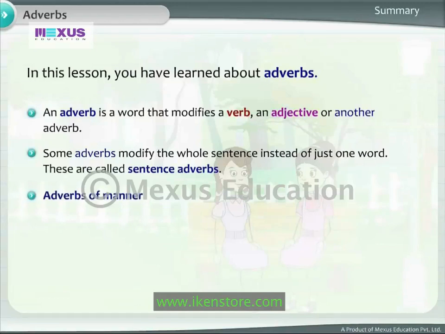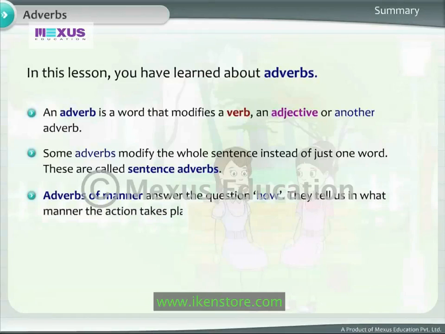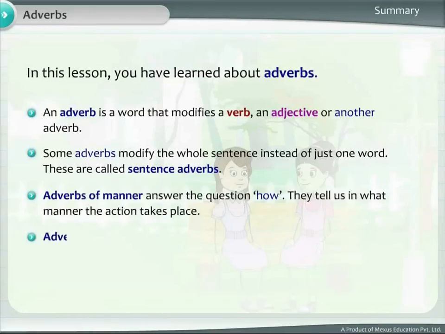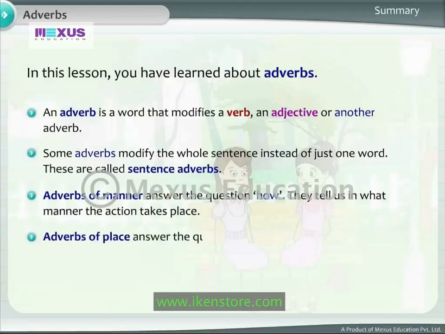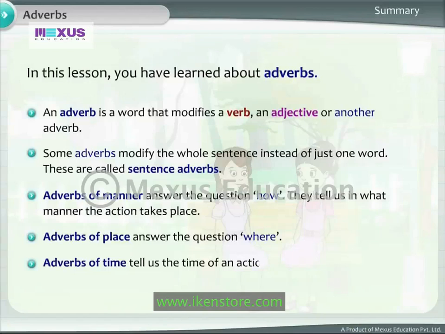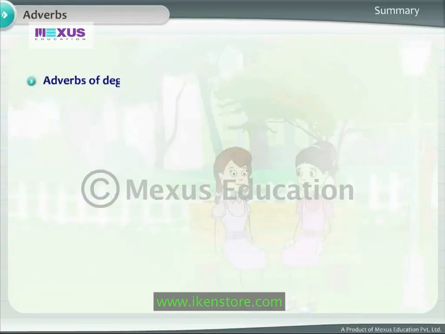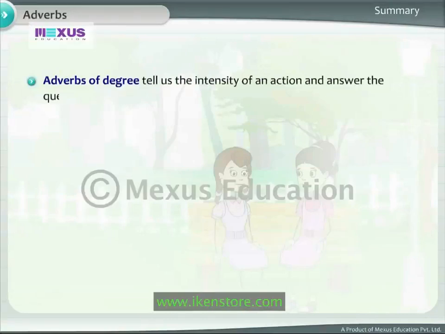Adverbs of manner answer the question how. They tell us in what manner the action takes place. Adverbs of place answer the question where. Adverbs of time tell us the time of an action and answer the question when. Adverbs of degree tell us the intensity of an action and answer the question how much.